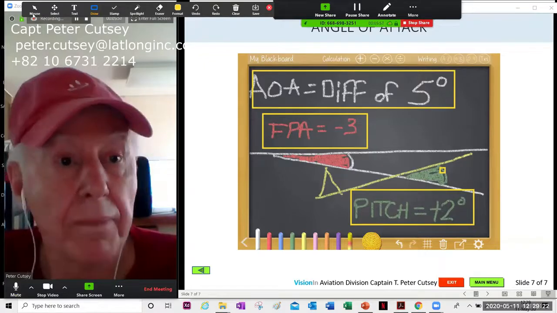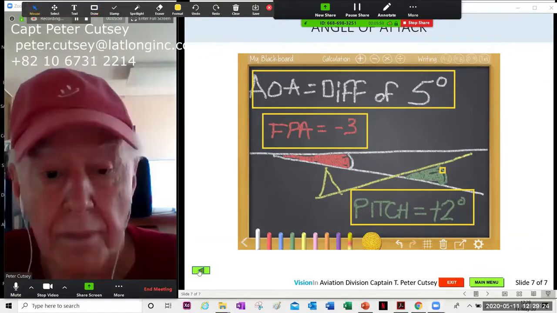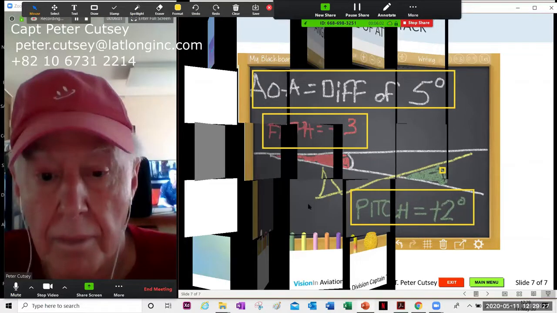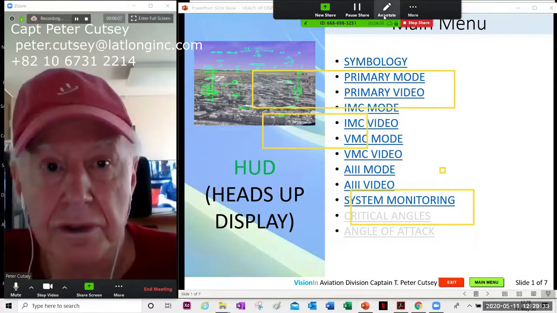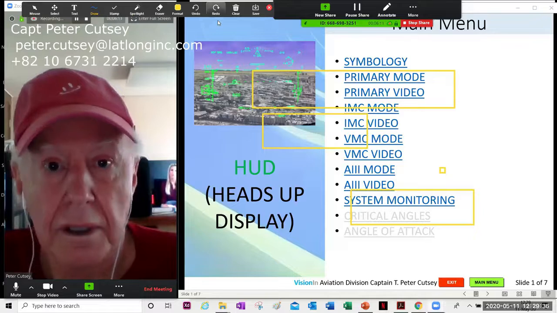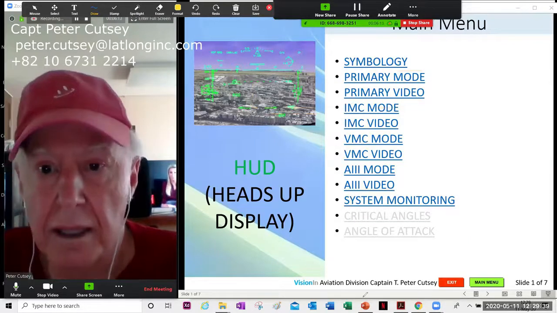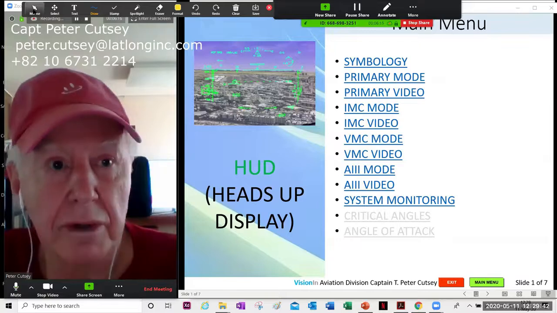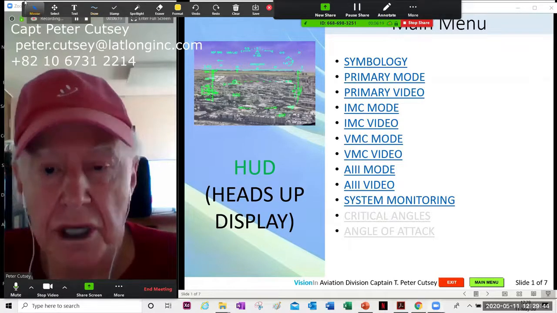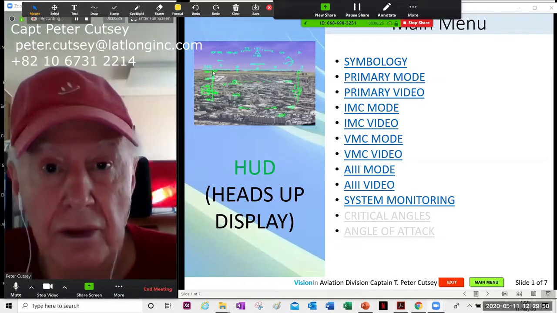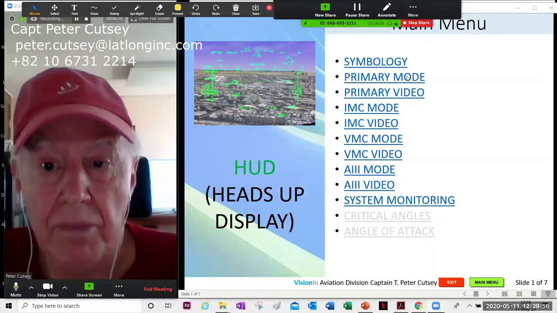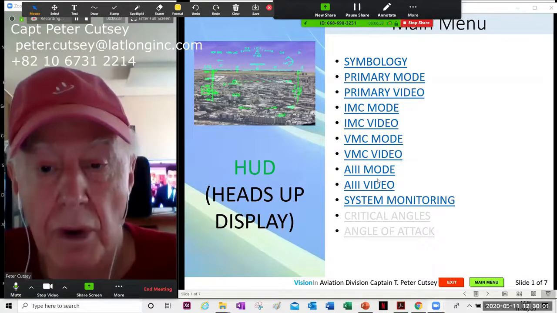All right. We'll just get rid of all those drawings. And let's talk next about symbology, at least where you can look at the symbology. Then we'll look into the 3 or the 4 different modes of the HUD. We have a primary mode, we have an IMC mode, we have a VMC mode, and an A3 mode.